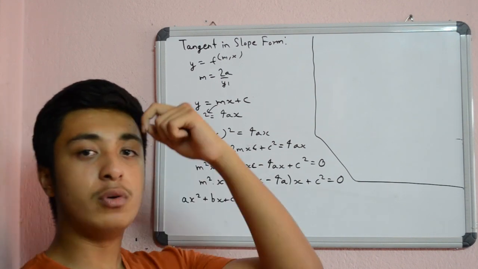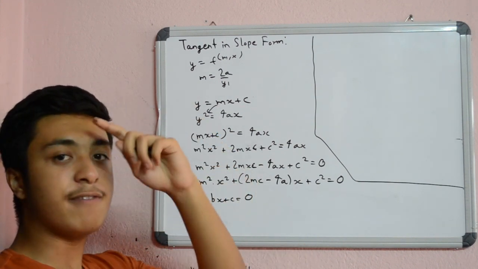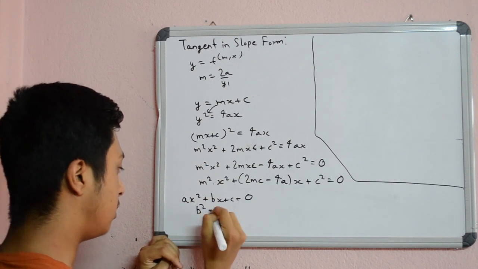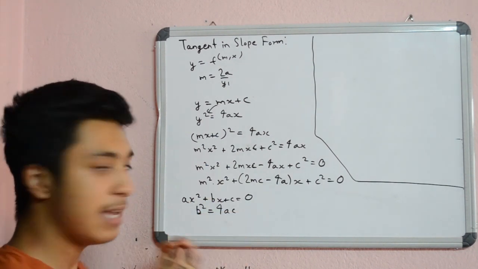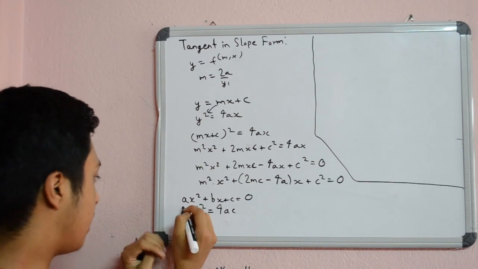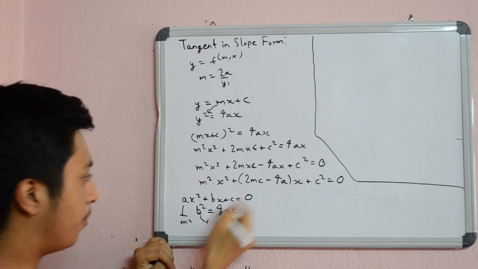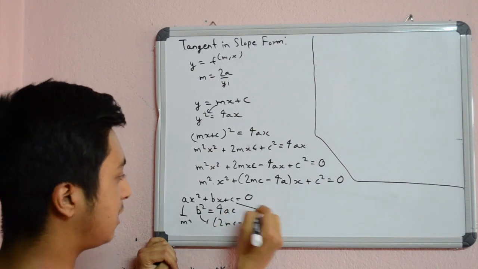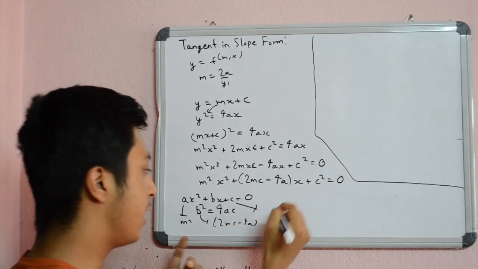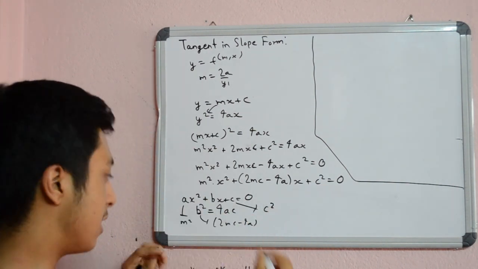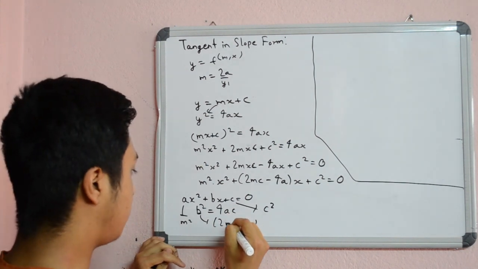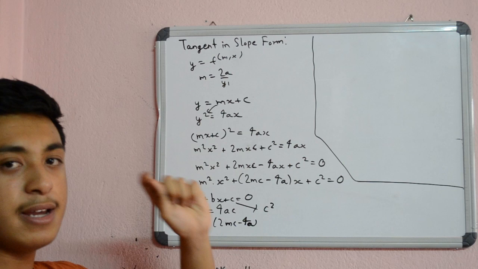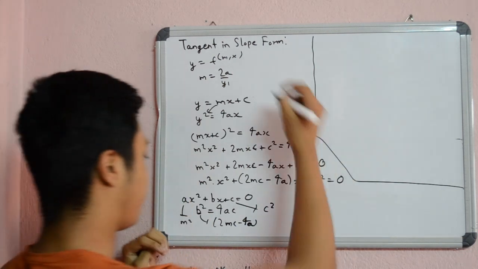So you can have only one equation or one value of x when b square is equal to 4ac. And in our case, our a is m square, our b is 2mc minus 4a, and our c, which is the constant part, is c square in our case.